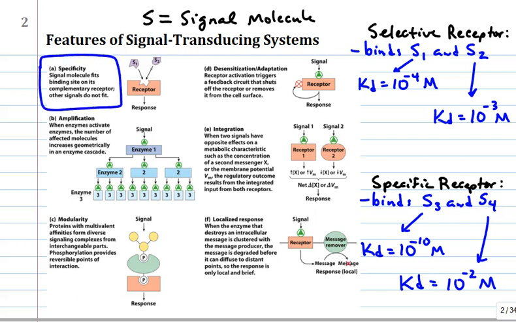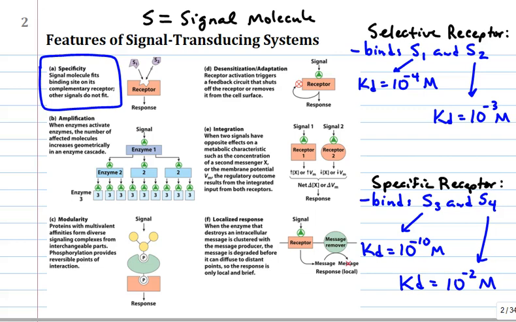Now, I've thrown around the word selectivity already in class. Let me give you an example here on the right of the difference between a selective receptor and a specific receptor. Let's say we have a selective receptor, and it can bind two signal molecules, S1 and S2. Look at the binding constants. The binding constant, Kd, of S1 with our selective receptor is 10 to the minus 4th molar, and S2 has a binding constant of 10 to the minus 3rd molar. There's only one order of magnitude difference in the binding constant.